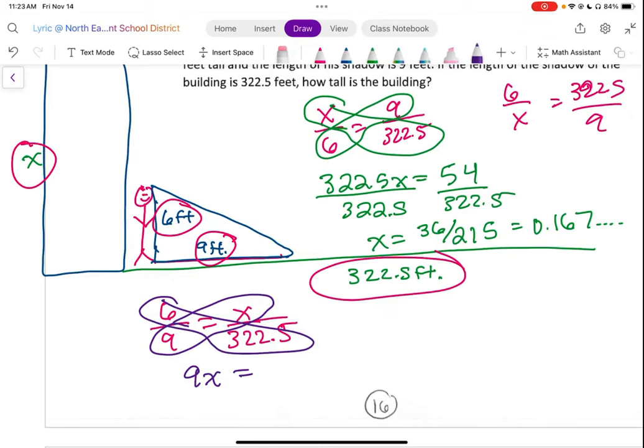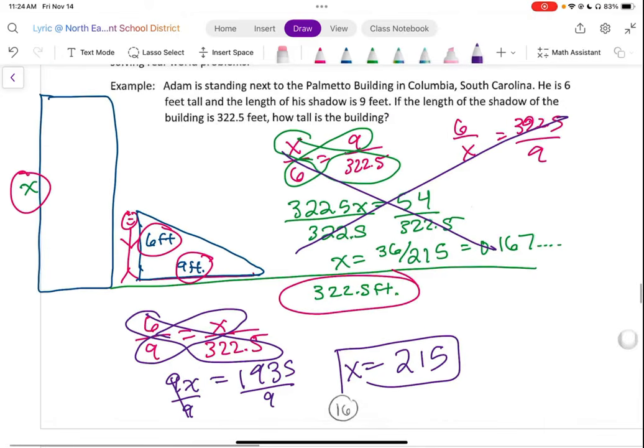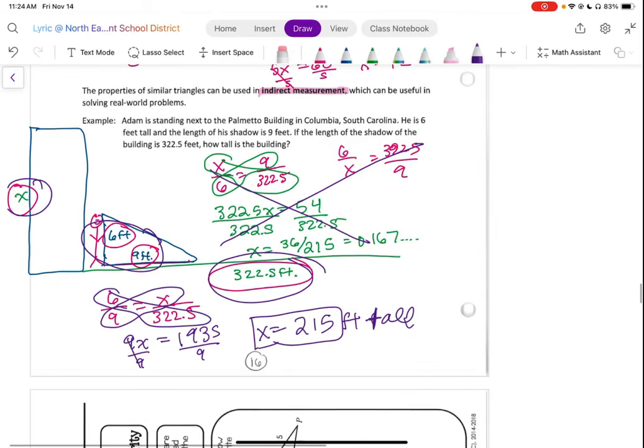9x equals 6 times 322.5. Yes, this is so much better. 1935. All right. Divided by 9. 215. All right, here's a good answer. So we wanted to make a ratio of one triangle to the other triangle. That way we can find that the building is 215 feet tall. Much better.